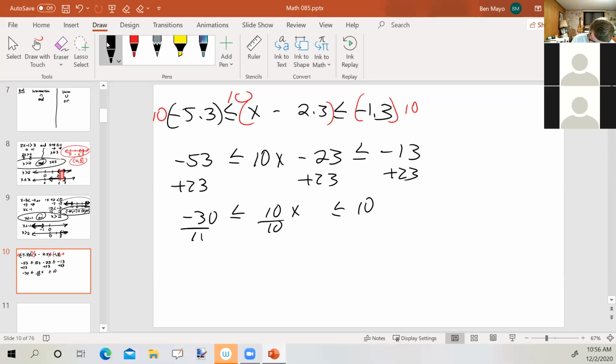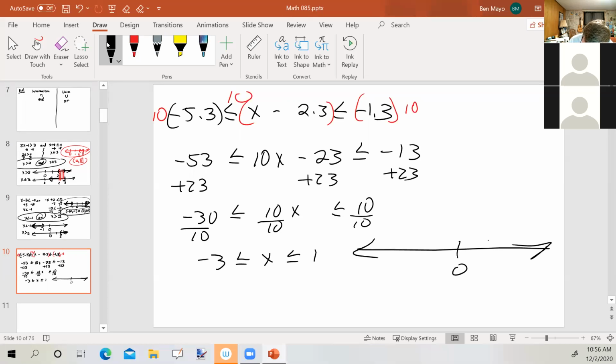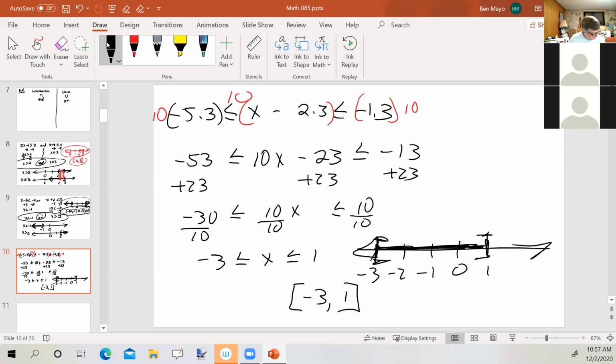And now I'm going to come back and divide by 10. I know that seems kind of silly. I multiplied by 10 and now I'm dividing. But again, we could have done it without getting rid of the decimals. Negative 3 less than or equal to x less than or equal to 1. And if we were going to graph that, which we will, let's see what that would look like. We've got 0 and 1, negative 3, negative 2, negative 1. We're going to include negative 3 and include 1 and have a solid line segment in between. And writing it in interval notation, it would look like that.